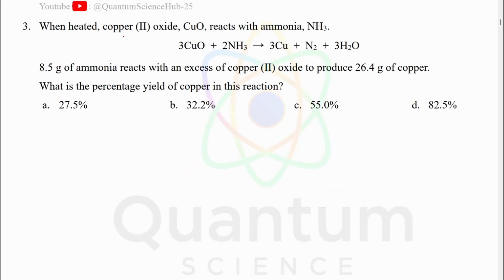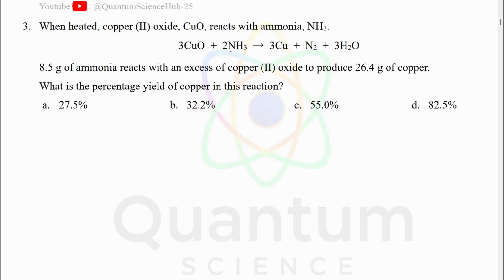When heated, copper(II) oxide, CuO, reacts with ammonia, NH3. And this is the chemical equation. 8.5 gram of ammonia reacts with an excess of copper(II) oxide to produce 26.4 gram of copper. What is the percentage yield of copper in this reaction?